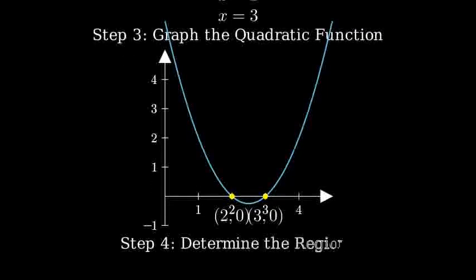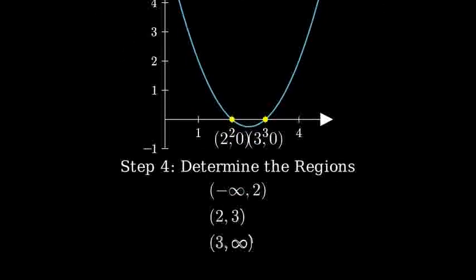We'll pick a test point from each interval and substitute it into the inequality. Testing x equals 1, we find 1 squared minus 5 times 1 plus 6 is positive. Testing x equals 2.5, we find it's negative. Testing x equals 4, it's also positive. Therefore, the graph is below the x-axis between the roots, less than 0.